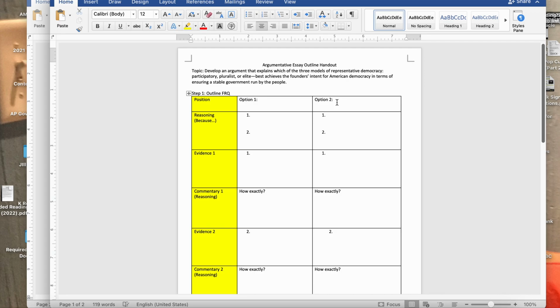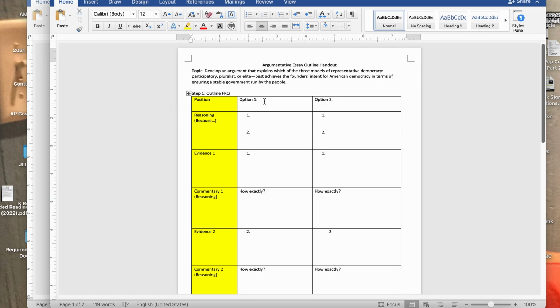And maybe down here you go, it is my opinion that an elite form of representative democracy best achieves the founder's intent for American democracy. Now, this part and this part are all going to be one sentence, okay? So you'll combine the two. Now, it's critical here that you use the word because. Because is the key that opens up major points to this FRQ.